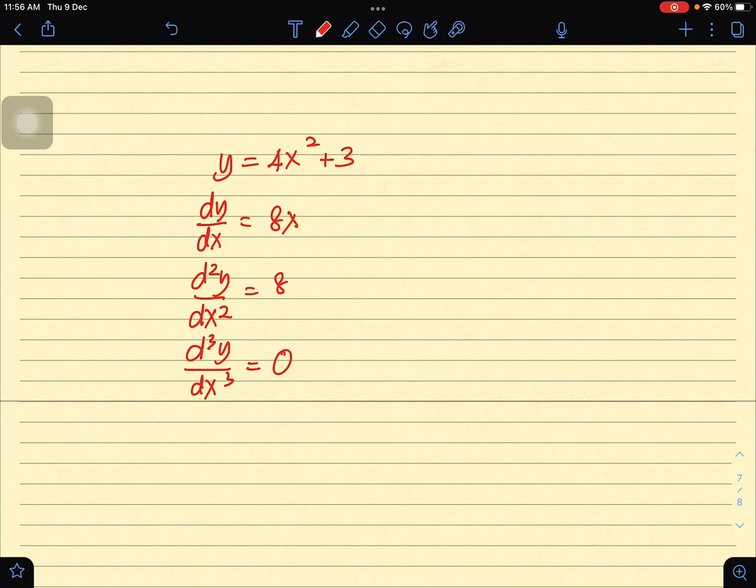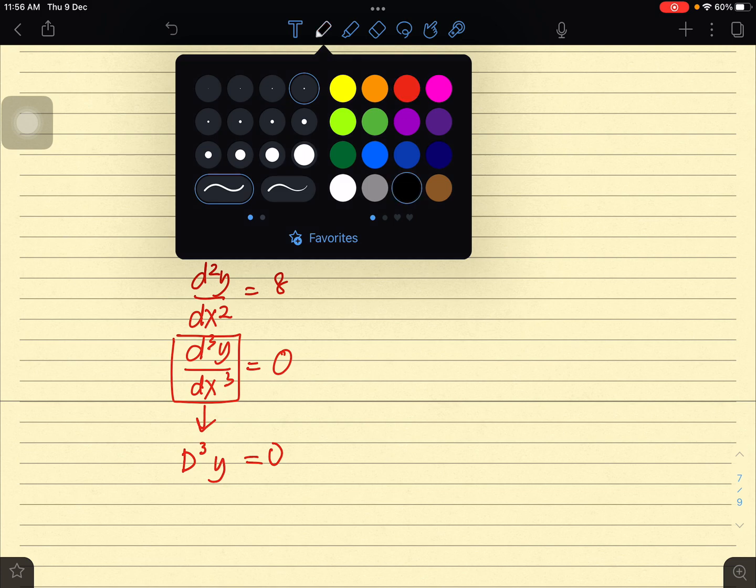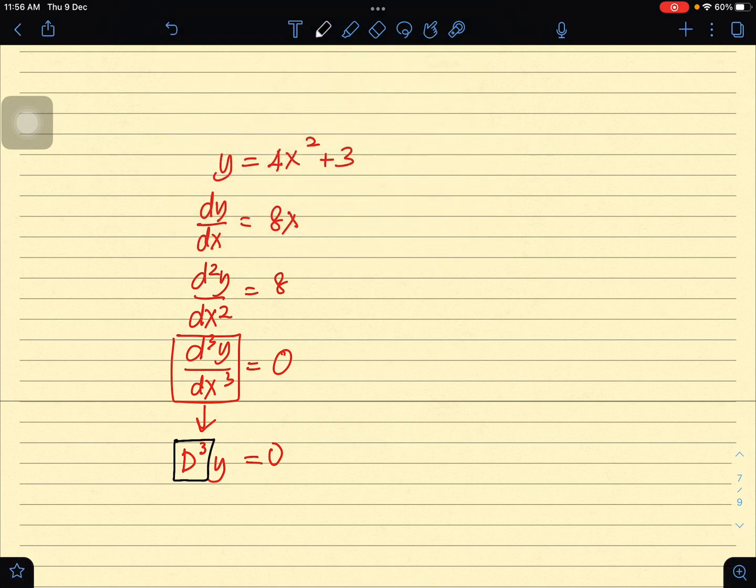So when you get 0, this needs to be transformed into a differential operator, which will be D cubed y equal to 0. Therefore, we can say that the differential operator D cubed is the annihilator operator that annihilates the function y equal to 4x squared plus 3. Or you can write that y equal to 4x squared plus 3 is annihilated by the differential operator D cubed. So the annihilator operator is the differential operator that transforms your equation to become 0 by the process of differentiation.